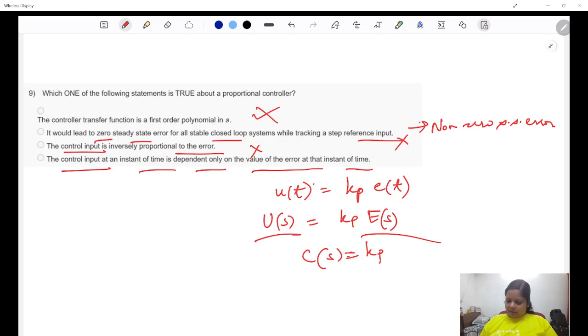This is the correct option, right? Because the control input is varying with respect to error. It is just depending on the error and not any other thing. Kp is a constant, right? So it varies with the change in error. So the correct option is D.